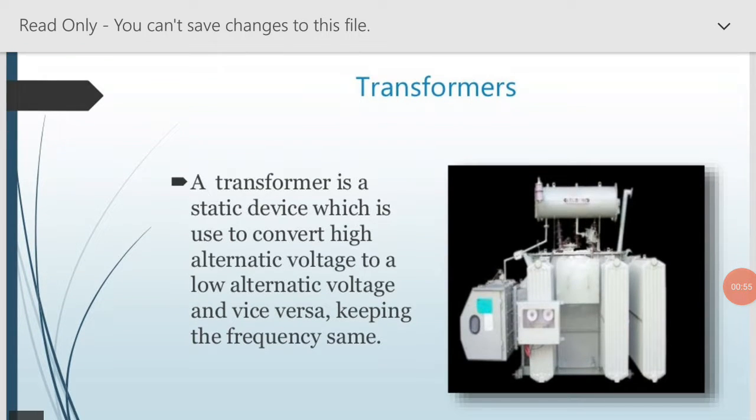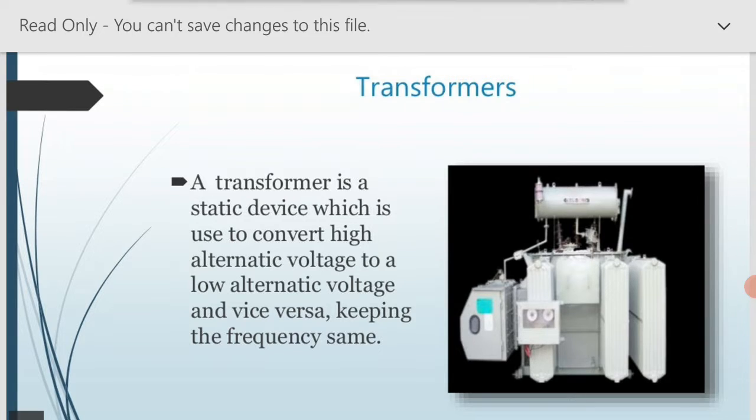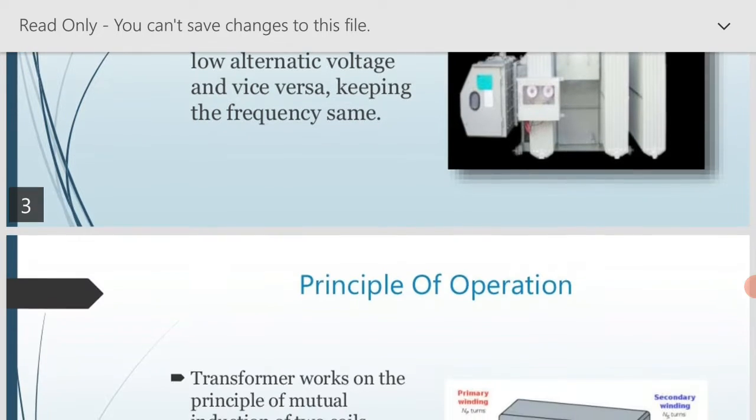First, what is a transformer? A transformer is a static device which is used to convert high alternating voltage to a low alternating voltage and vice versa, keeping the frequency the same.